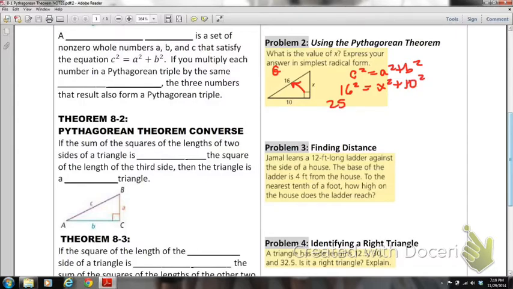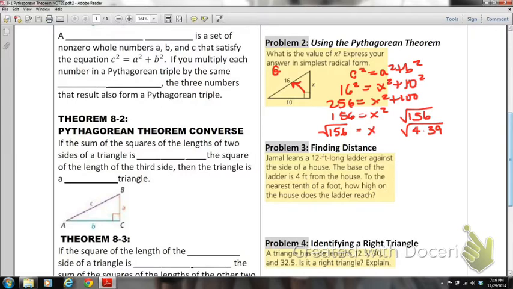So you got 256 is equal to x squared plus 100. Subtract the 100 from both sides. You got 156 is equal to x squared. Take the square root of both sides, and x is equal to the square root of 156. Well, it asks us to express the answer in simplest radical form. And the square root of 156 is the same as, that's 4 times 39. So you're looking for a perfect square factor of 156, which is 4.